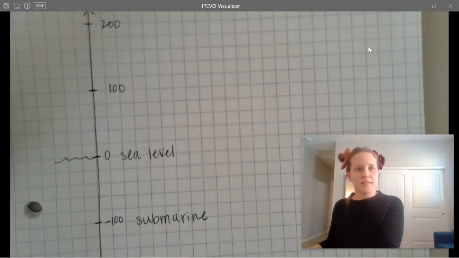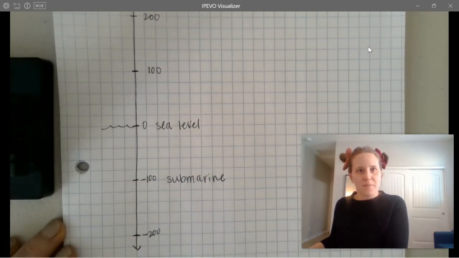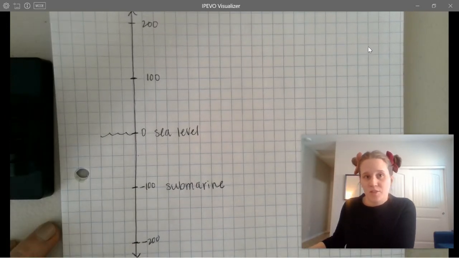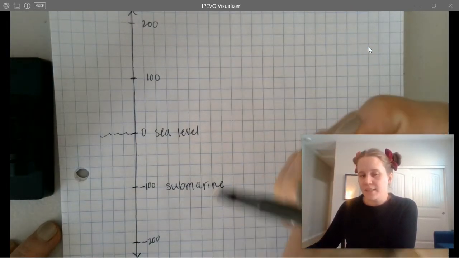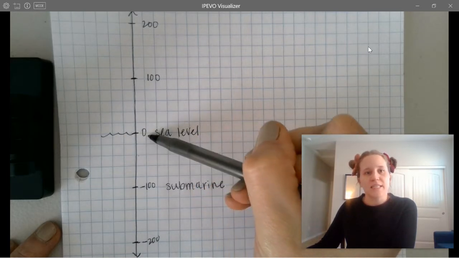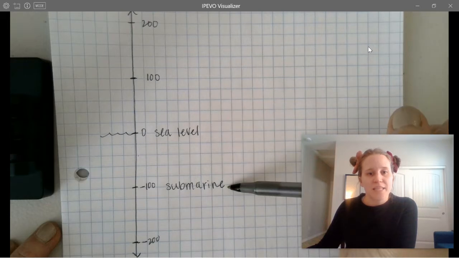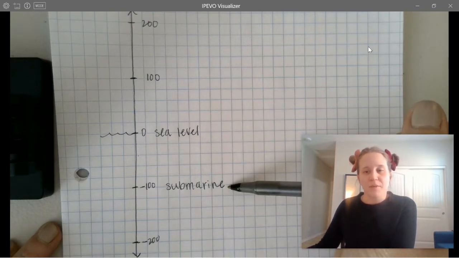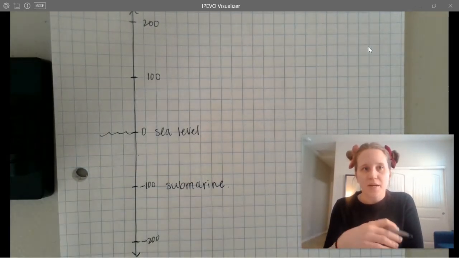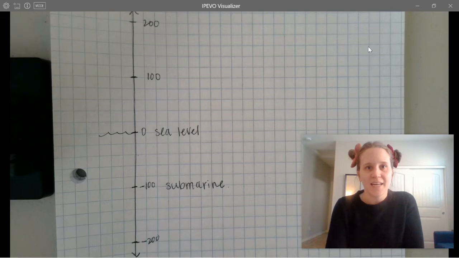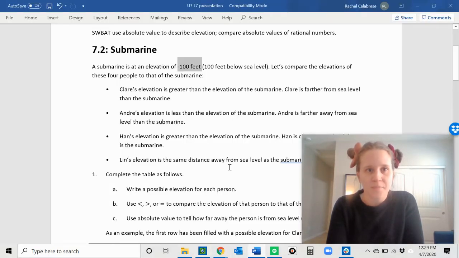All right, here is a look at what I have. My number line took up really most of the page because I have these grid lines. It's okay if yours is a little smaller. I did go ahead and draw in sea level because we're talking about elevation. So 0 represents sea level, and the submarine is at negative 100 feet, which is 100 feet below the sea level. Okay? Go ahead and pause the video here if you need to finish up your number line. If you're ready, then go ahead and join me here.